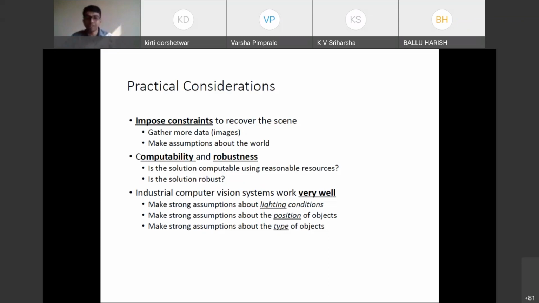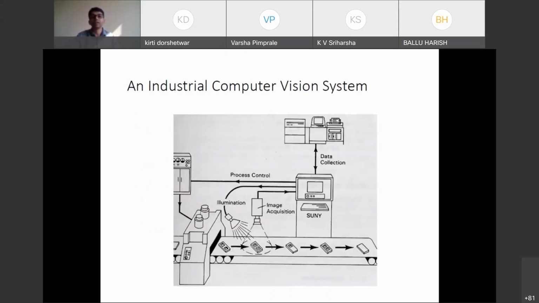And is the solution robust? Humans themselves, like out of 10, even if 5 are able to correctly answer it, then yes, we are helping to make the system robust. So what are the industrial computer vision systems that work very well? They make strong assumptions about lighting conditions, about the position of the object, and about the type of the object. All these things require a lot of data for training.